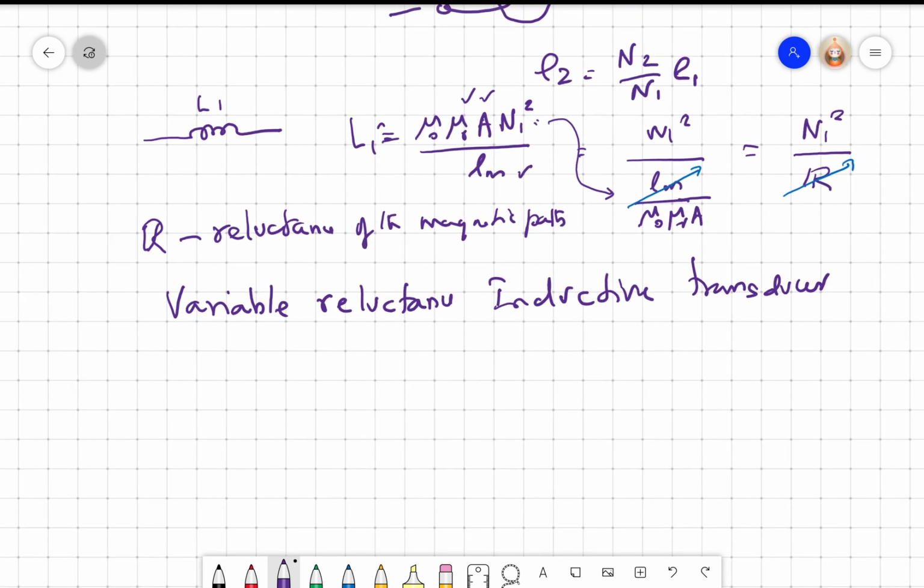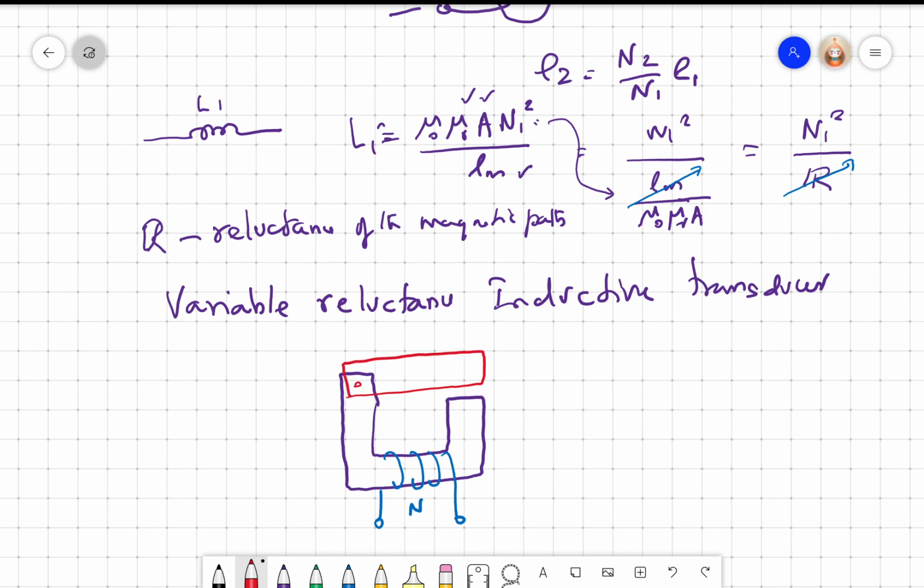Now, of course, how do I change Lm? One possible way: I put a coil of n turns, and I have this rather U-shaped core, and I put another piece. I hinge it. I move this by delta G. So this is the air gap G, and that air gap changes to G plus or minus delta G.